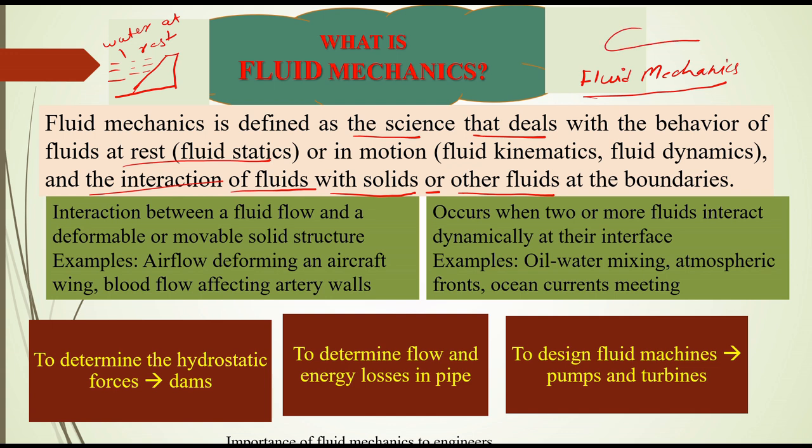So for example, air interacts with the wing of the aeroplane. Here the solid is the wing of the aeroplane. Here it is the cross sectional area of the wing and fluid is flowing over the wing. So here we will get some lift and some drag, right?